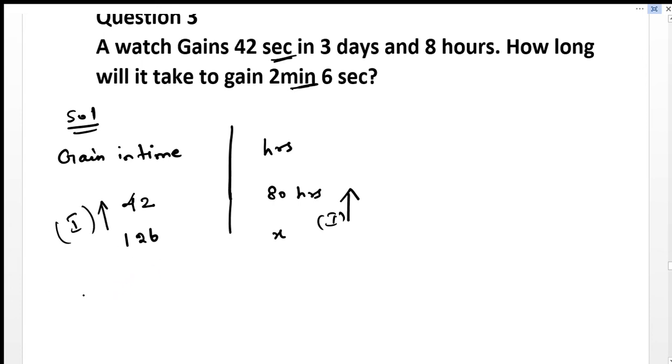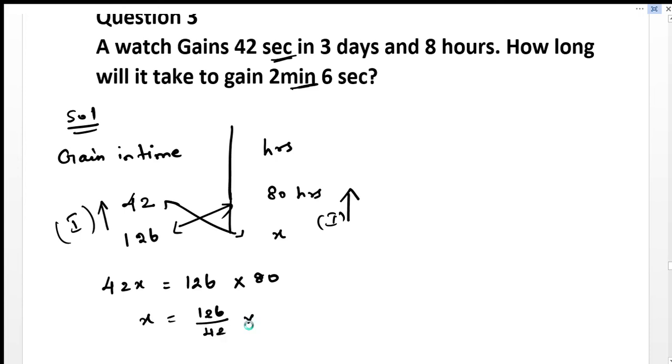Okay, the simple concept, cross multiply. Therefore 42x is equal to 126. Here, cross multiply. Or else I have just told you another way to solve this. 42x is equal to 126, so x is 126 by 42 into 80. Simplify, and while simplifying we are getting the answer as 240 hours.